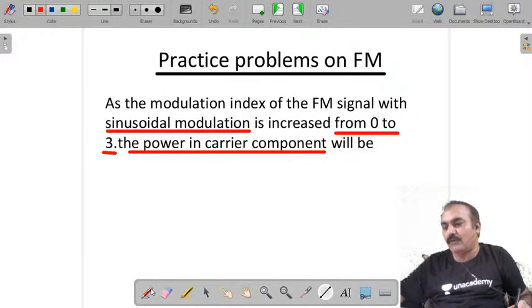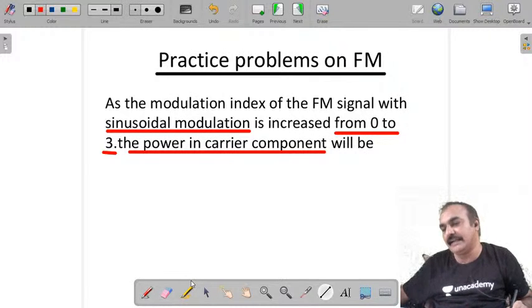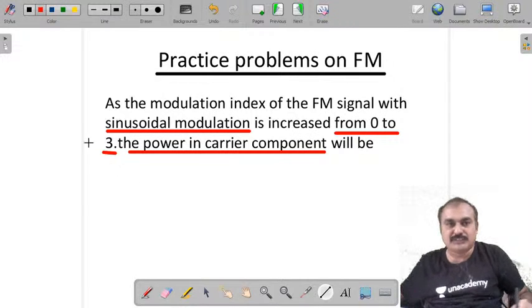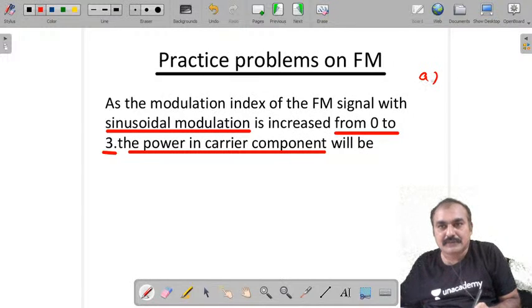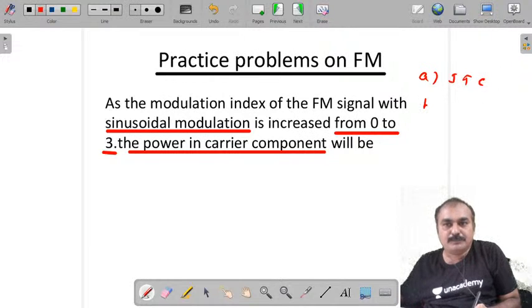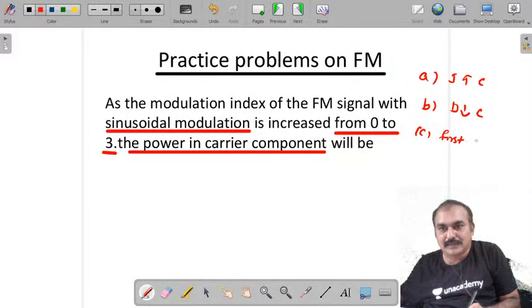I am going to explain in a detailed manner. The question has four options. Option A: increases continuously. Option B: decreases continuously. Option C: first increases, then decreases.